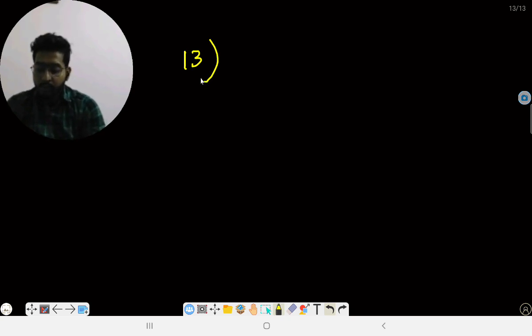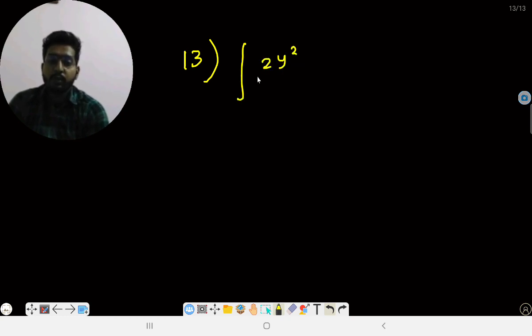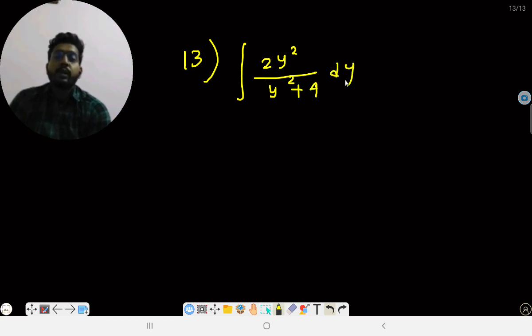Now next we will move to question number 13. What is given? The question is like this: integration of 2y square by y square plus 4 dy. This is an easy one. So it is given 2y square by y square plus 4. Now how to solve this one?